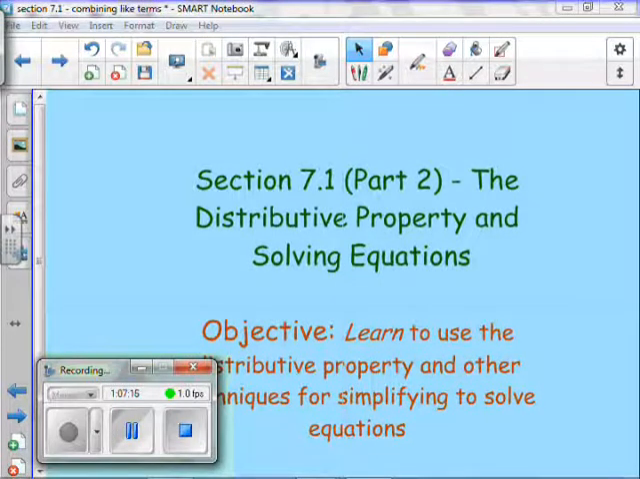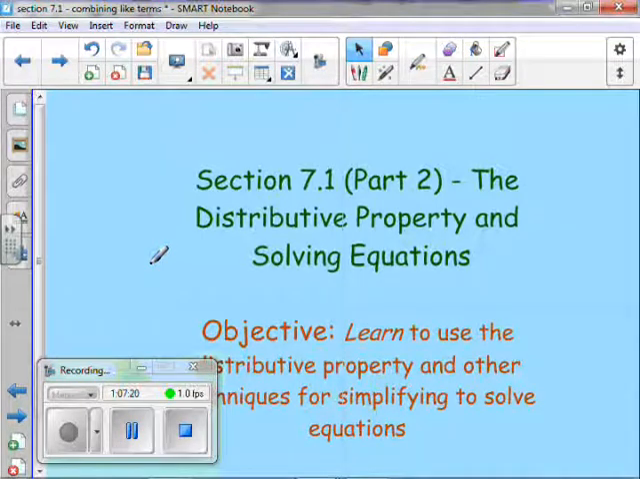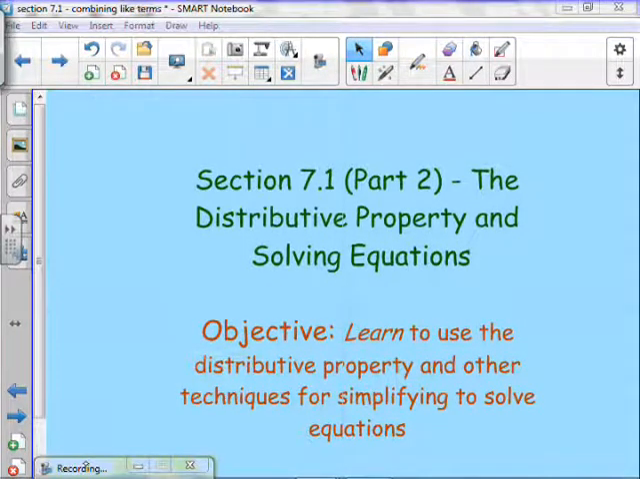Okay, hi everybody. We are talking about section 7.1 again, but this is part 2. We are going to talk about the distributive property and solving equations. Once again, much of this stuff, or really all of it, is review, but we're going to make sure that we really understand this. So what we are trying to do today is to learn to use the distributive property and other techniques for simplifying in order to solve equations.